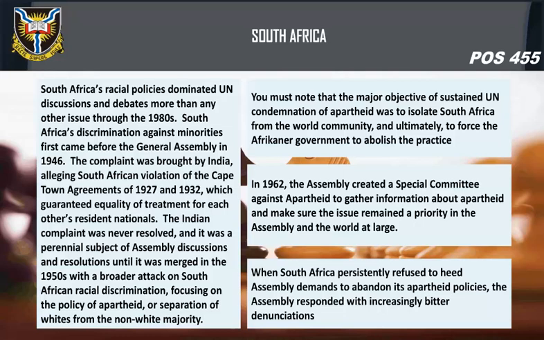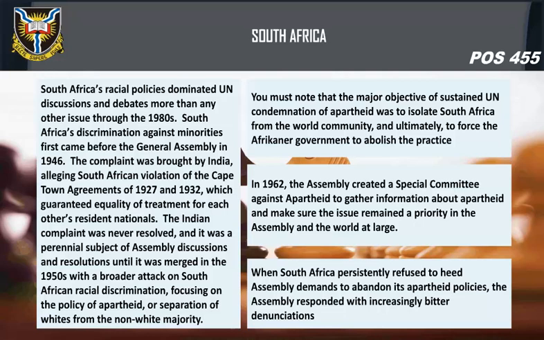You must note that the major objective of sustained UN condemnation of apartheid was to isolate South Africa from the world community and ultimately to force the Afrikaner government to abolish the practice. In 1962, the Assembly created a Special Committee against Apartheid to gather information about apartheid and make sure the issue remained a priority in the Assembly and the world at large.